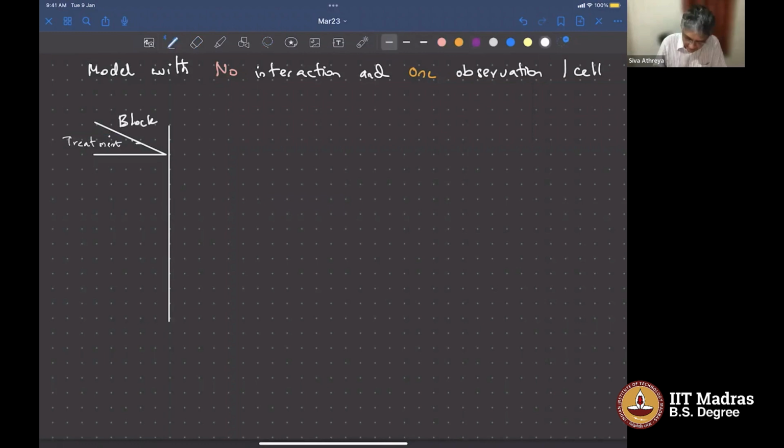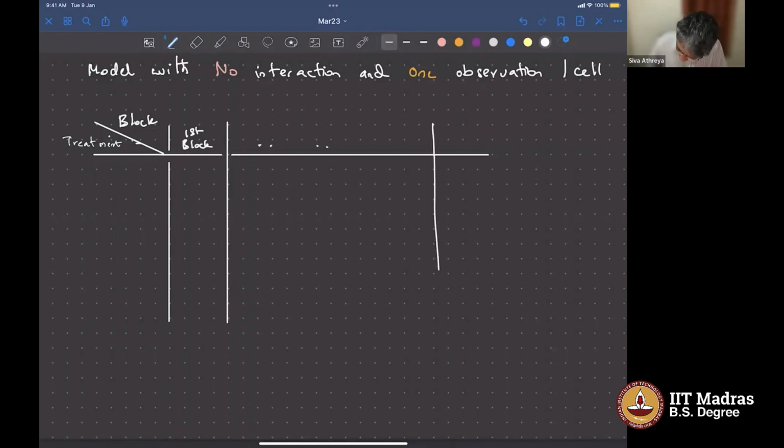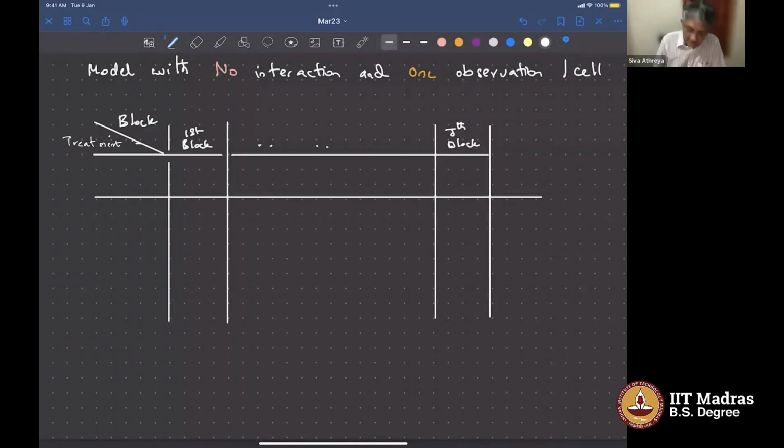Okay, so let's say you keep going down like this on this row. You have, let's say, J blocks. You have the first block, then you go all the way across, and your last block is the Jth block. In each of the blocks, you have each treatment. So you put, let's call it, the first treatment.